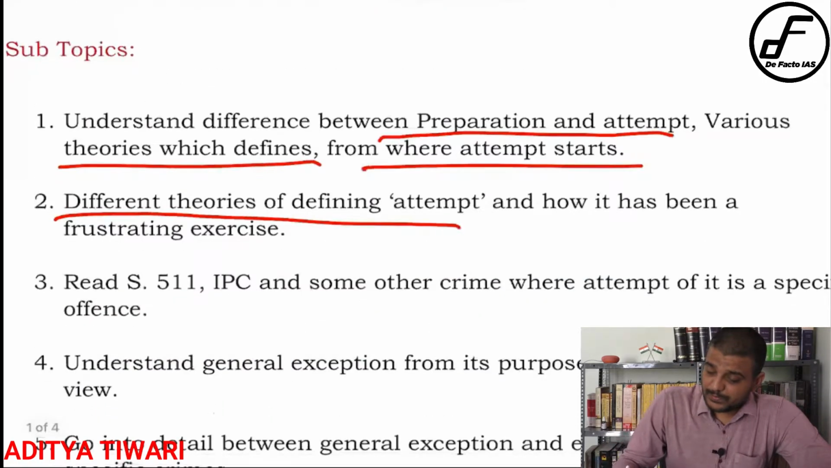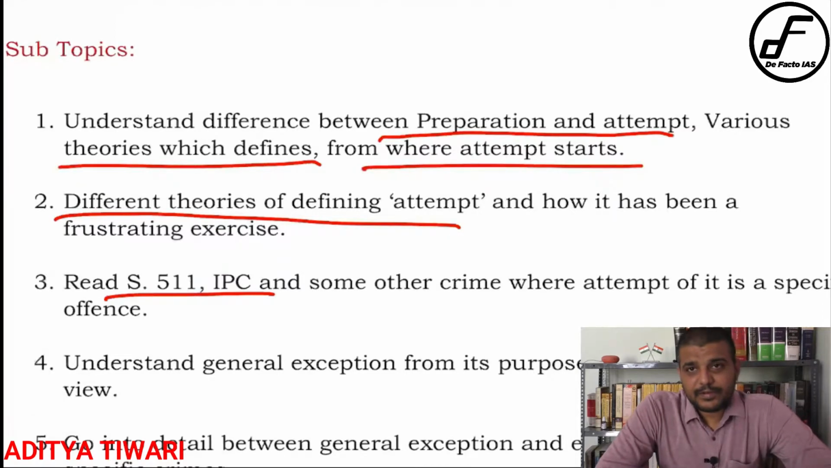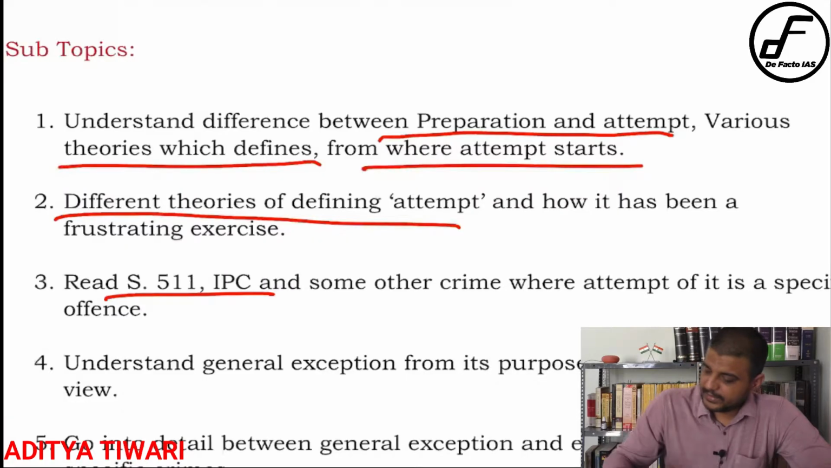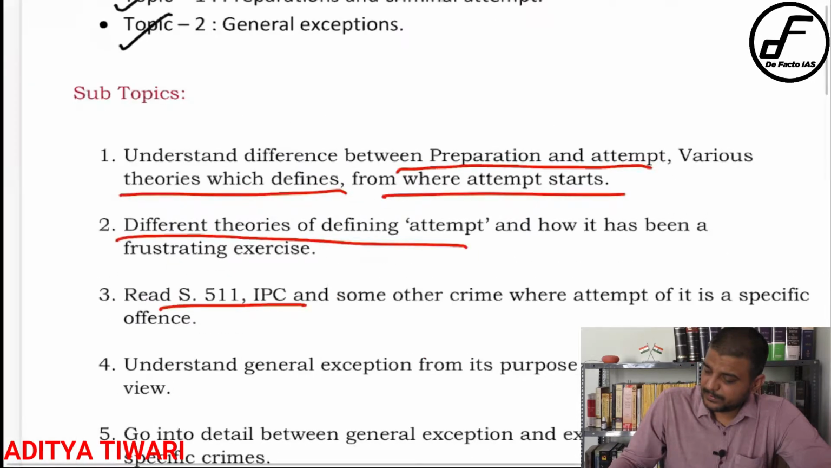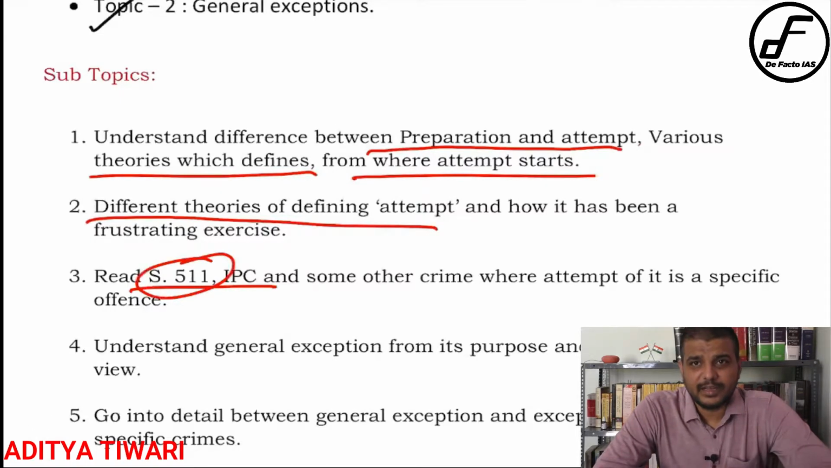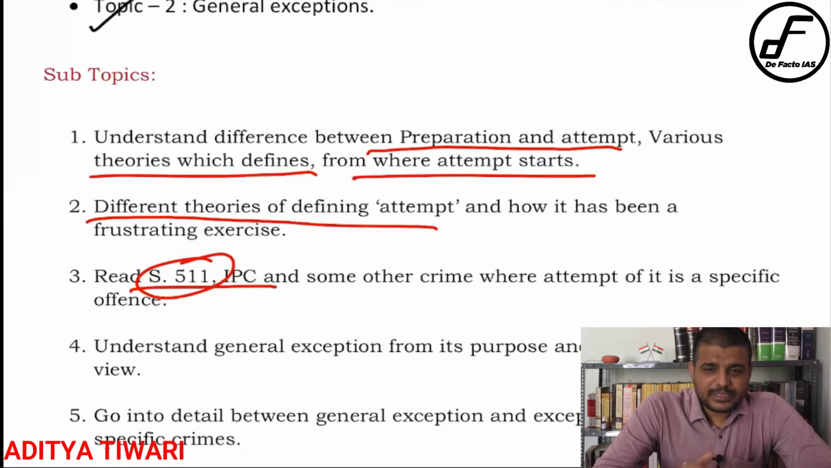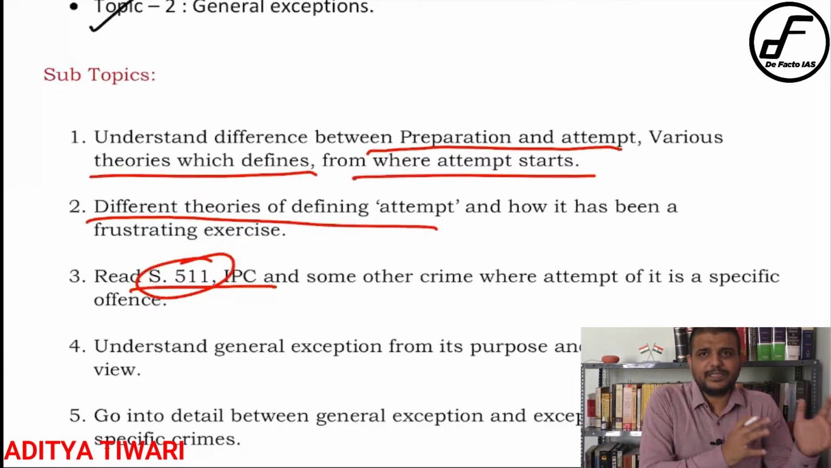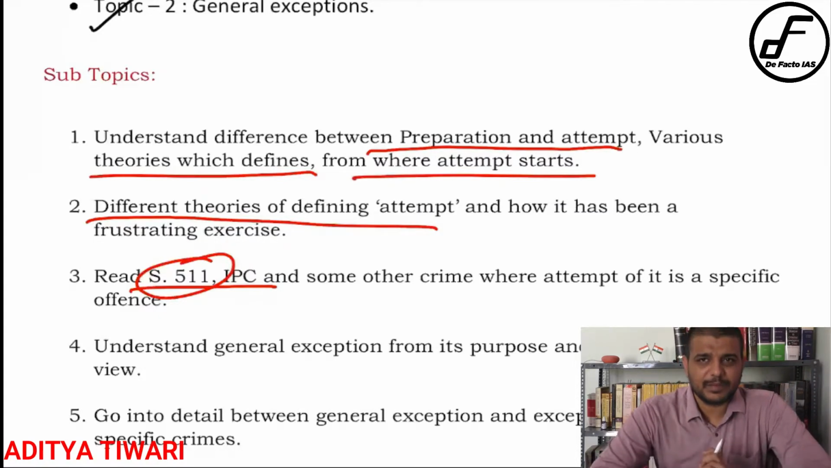Then you will go to the specific offense, Section 511 of the IPC, which talks about attempt itself. We will go into detail and try to understand what Section 511 says. It says that if attempt is not specifically defined, an attempt to do something that is already a crime shall be a punishable offense. It also says that in the case of attempt, the punishment will be half of what is normally provided for the act, unless otherwise provided. So if the IPC provides something else, that will prevail, not this section.